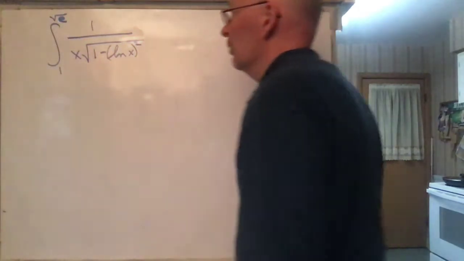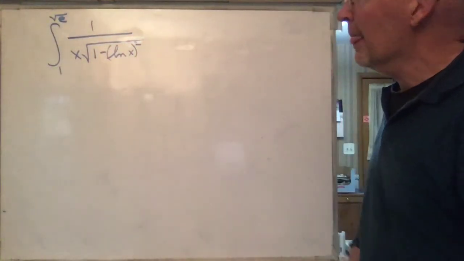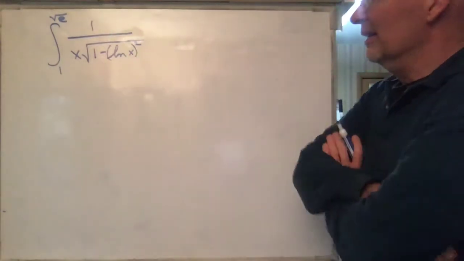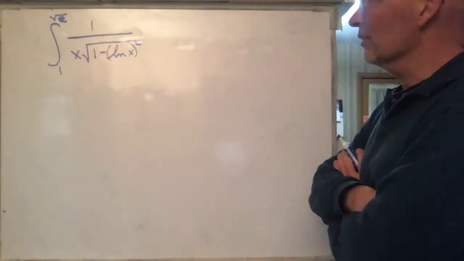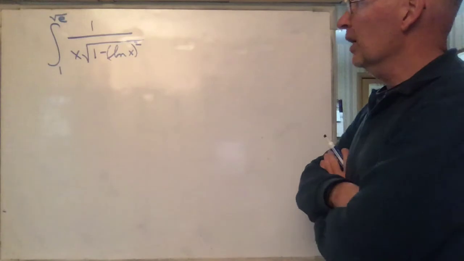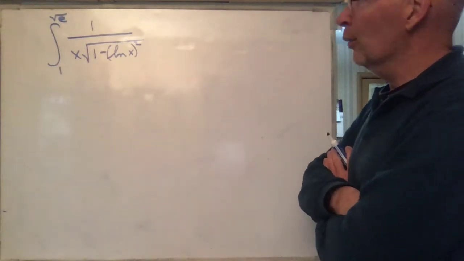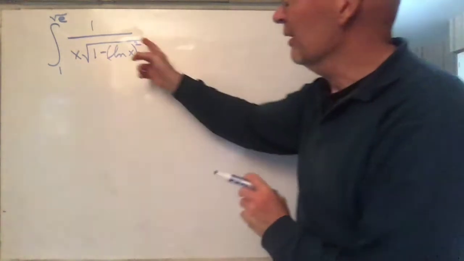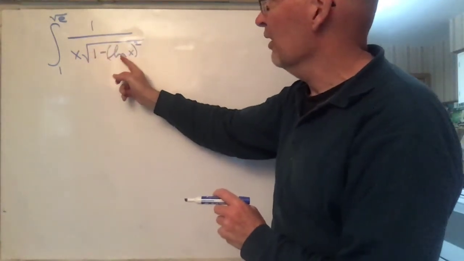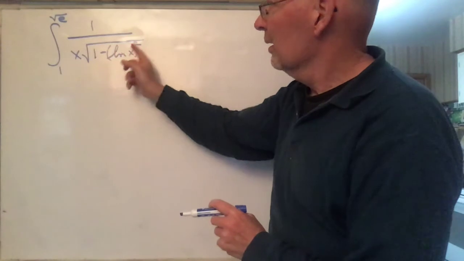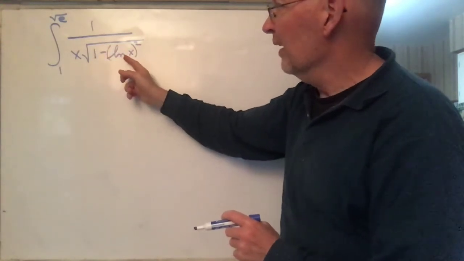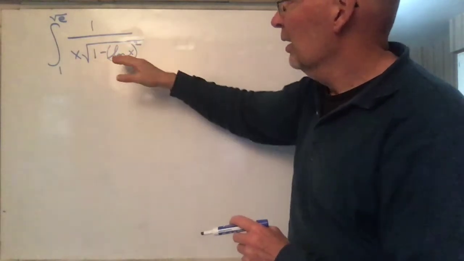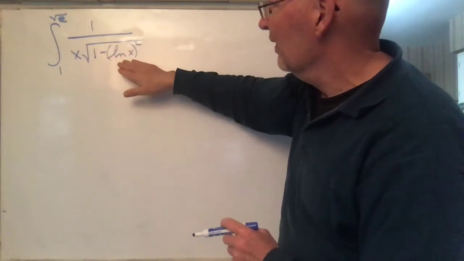There, isn't that intimidating looking? So I look at that, and you say, wow, that just looks horrendous. What can I do with that? And one thing that should come to your mind is, you've never seen anything with a 1 minus ln of x squared in the radical. We've never seen anything like that. So we need to somehow make this simpler looking.